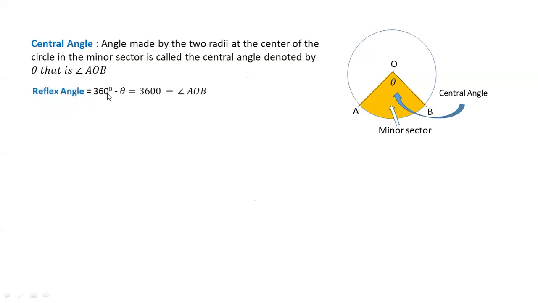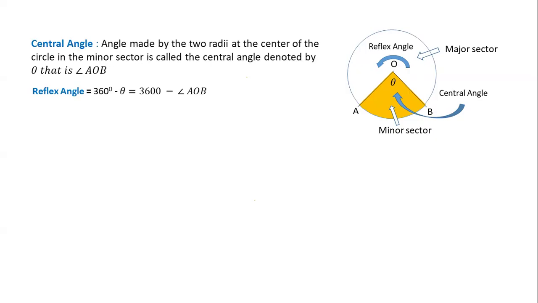Reflex angle: 360 minus theta. This is 360, the complete circle, minus this theta, the central angle. So this is a major sector, and this is the reflex angle at the center. This part from here to here is a reflex angle. So the complete angle 360 minus theta is the reflex angle. Clear? Hope I'm clear, and I'm going slowly so that you really understand the concept.